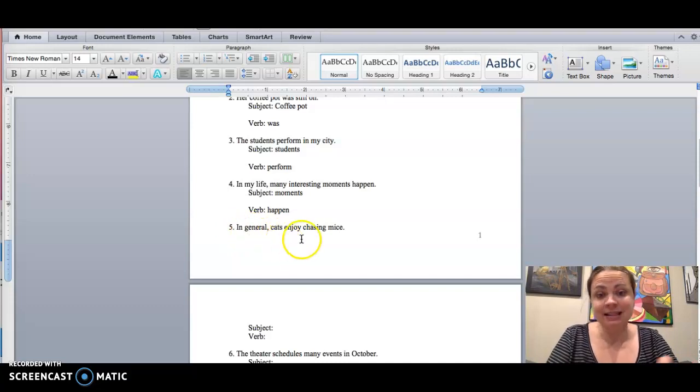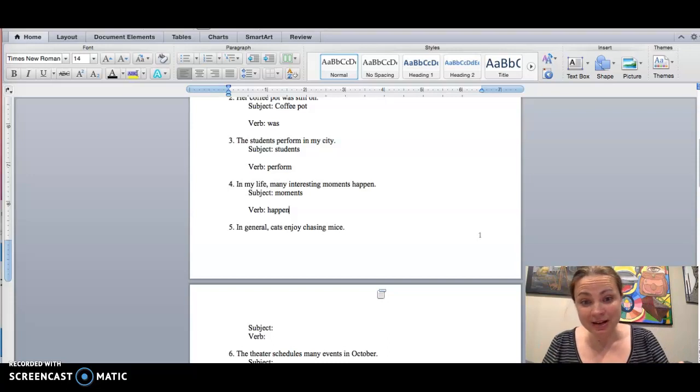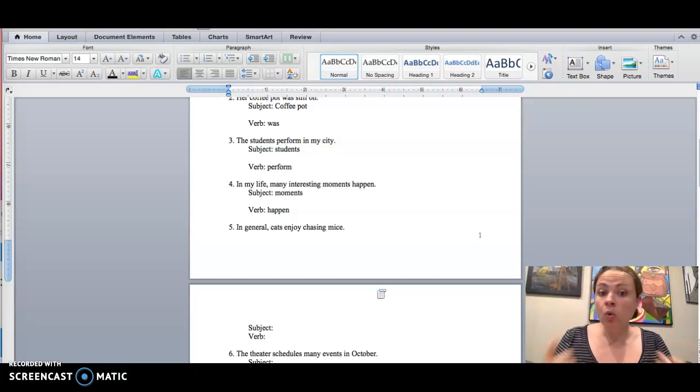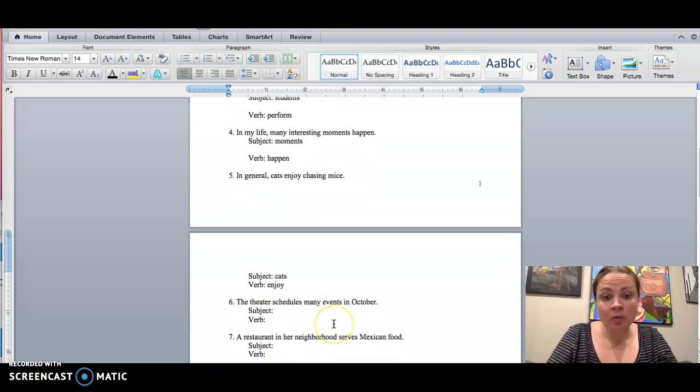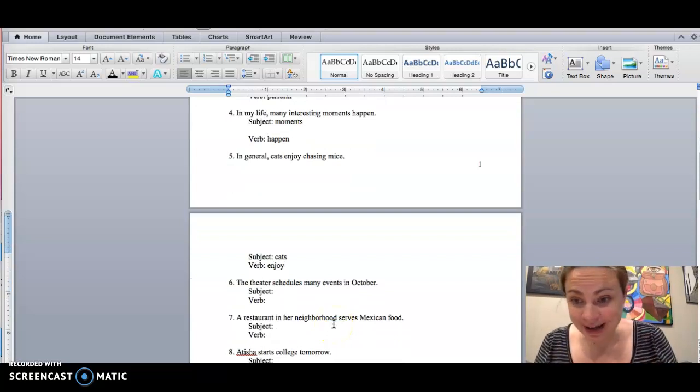Okay, and once again, we have a prepositional phrase starting the sentence. In general, cats enjoy chasing mice. Again, we have a sort of easy verb to identify, enjoy. Who or what is it that's enjoying? Well, it's the cats. So we have for the subject, cats, and then the verb is enjoy.